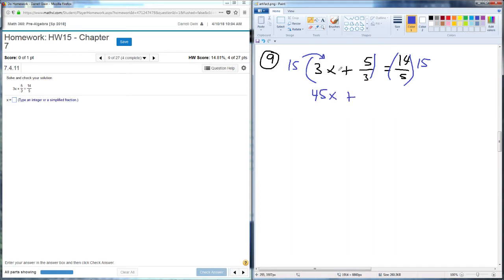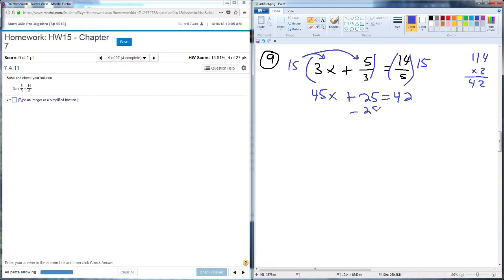Anytime you multiply LCD times fraction, you always divide first. 15 divided by 3 is 5, and 5 times 5 is 25. 15 divided by 5 is 3, and 3 times 14 is a little bit too hard to do in your head. You want to put that on scratch paper. 3 times 4 is 12, carry the 1, 3 times 1 plus 1 is 4, so I got 42. And that's one of the reasons why we divide first, because if I did 15 times 14, the amount of work you'd have to do is going to be way too much.